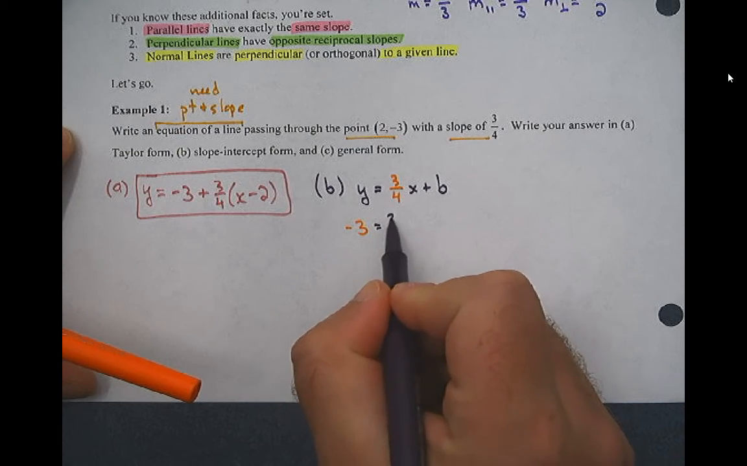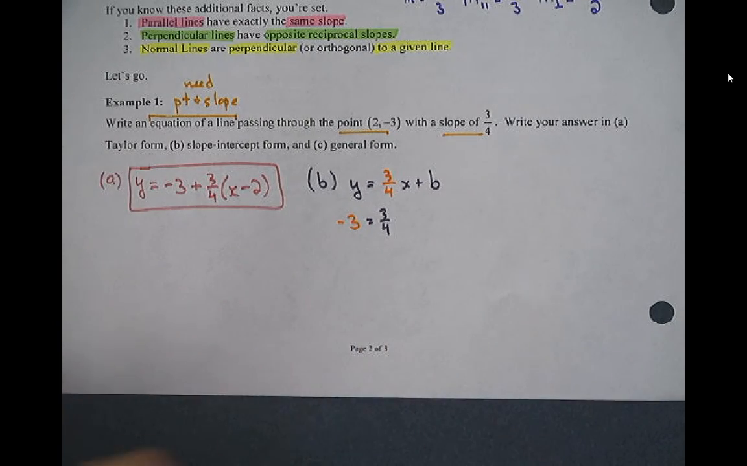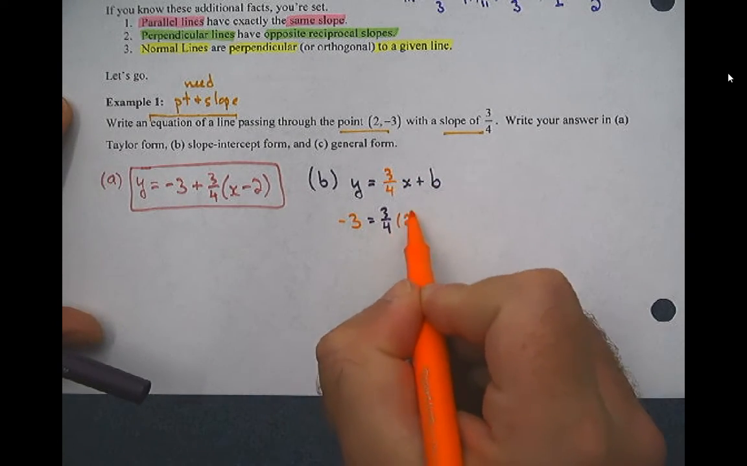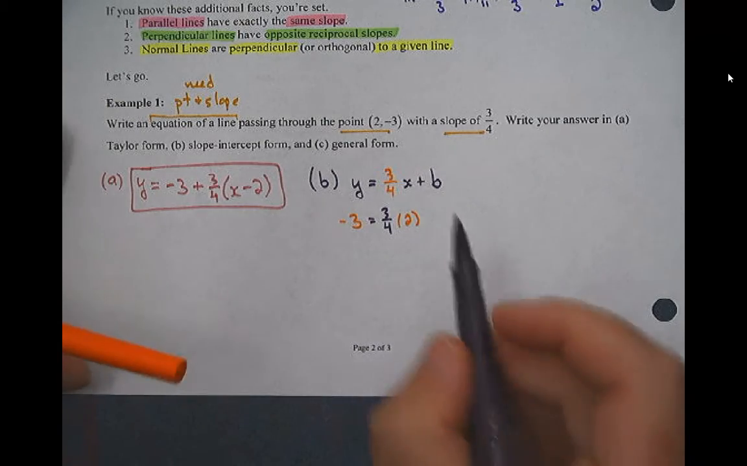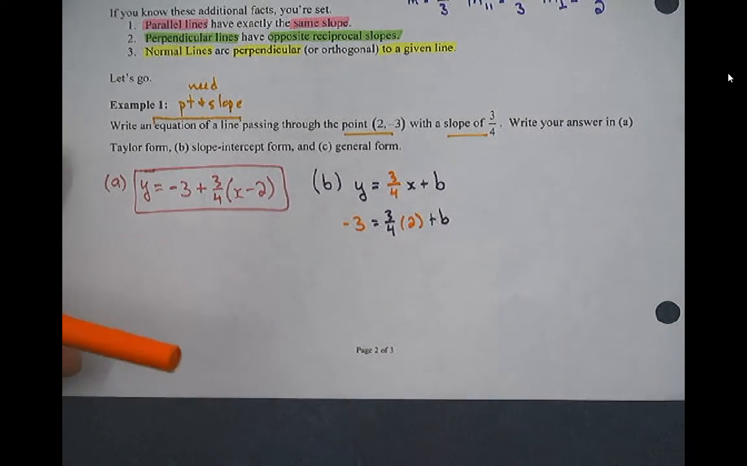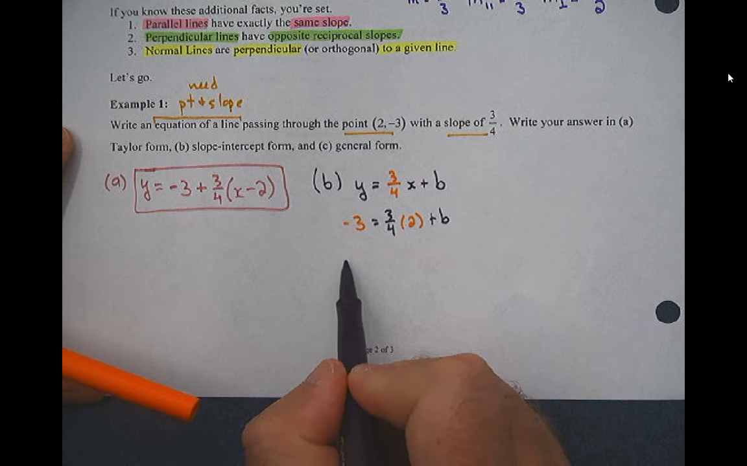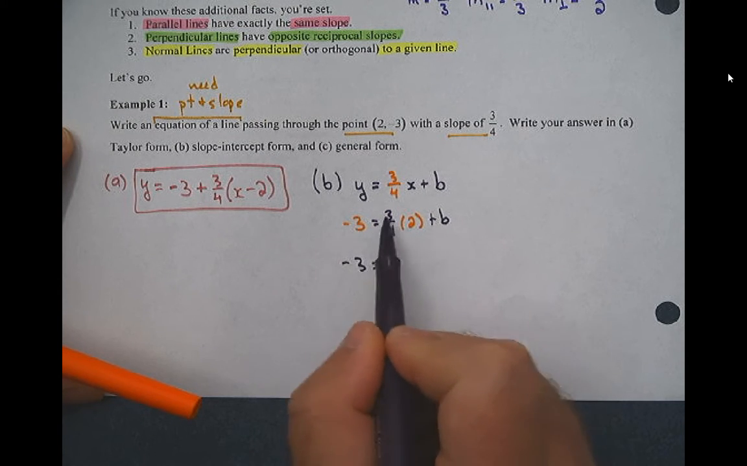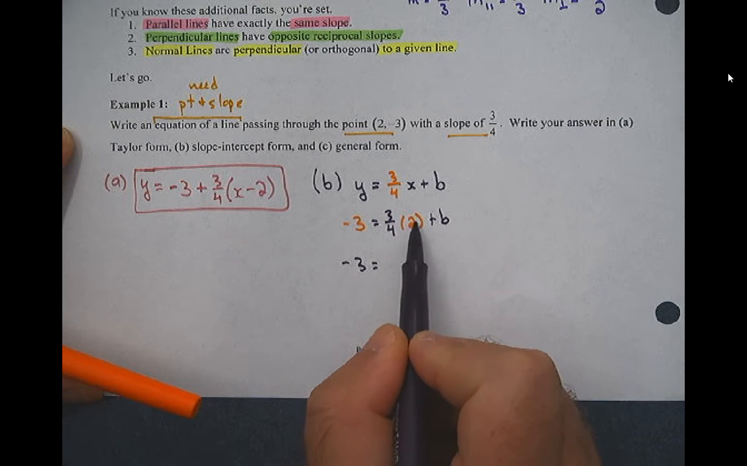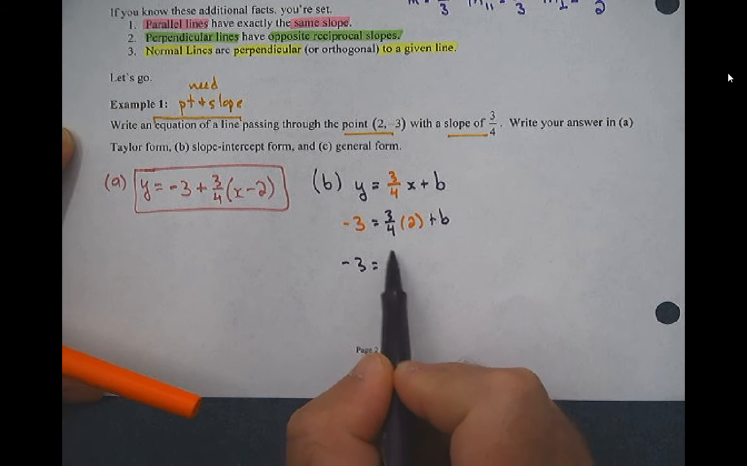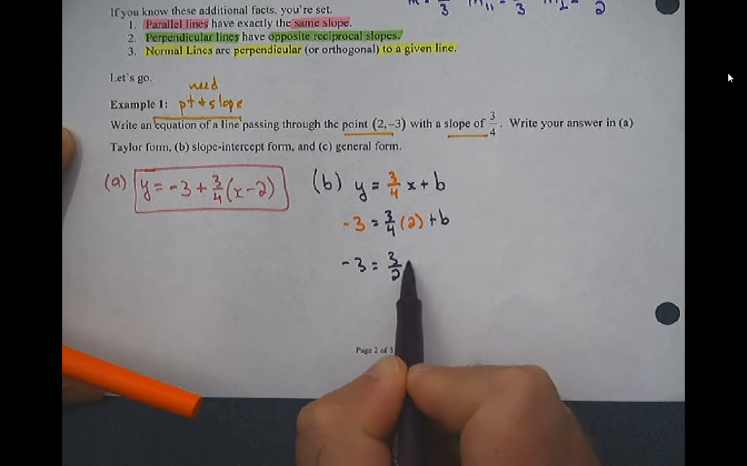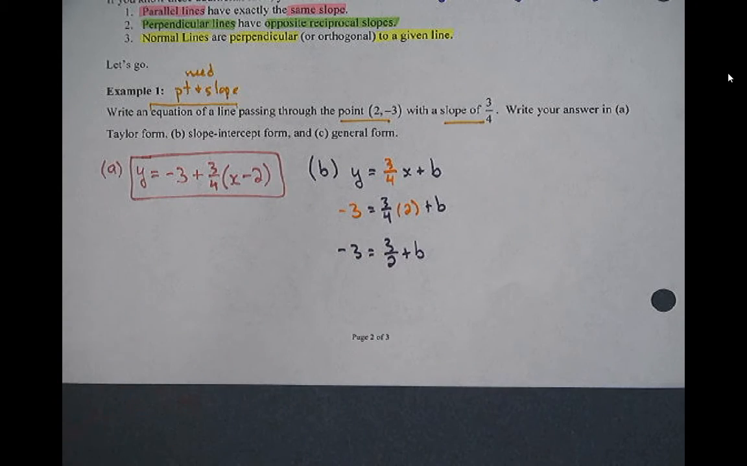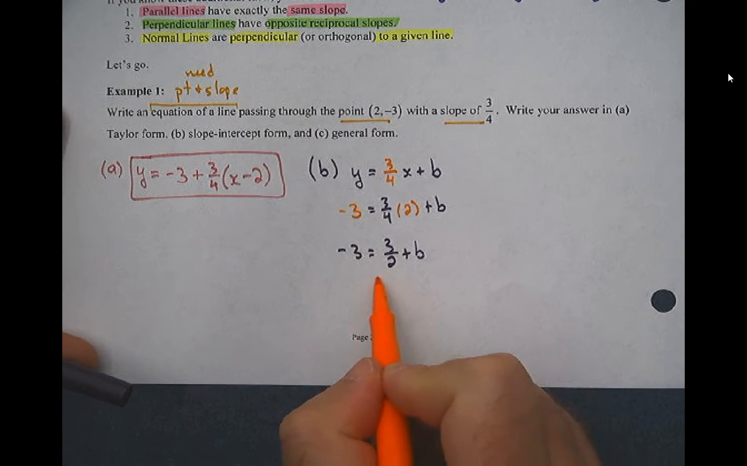equals 3/4 is already in there. Our x value of 2 plus b. Now we start to clean this thing up. -3 equals, what's that going to be? 6 over 4, which is going to become 3 over 2. Plus b.